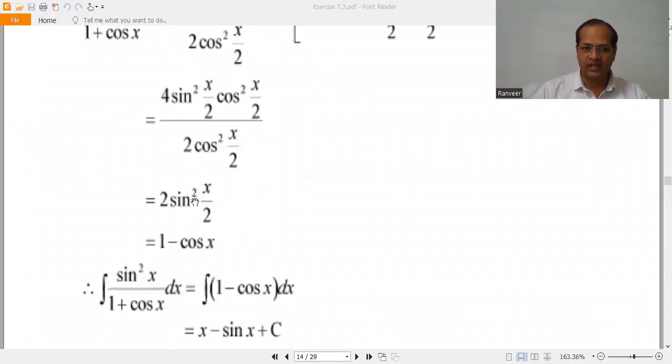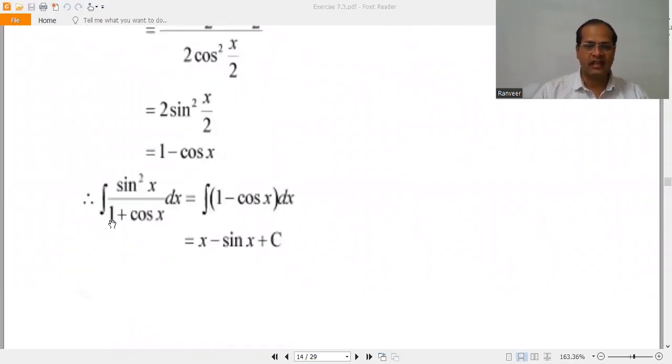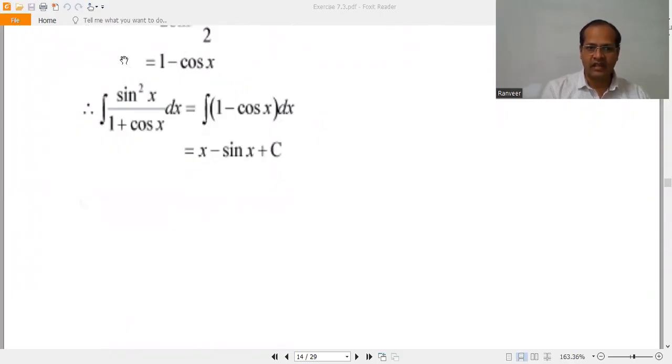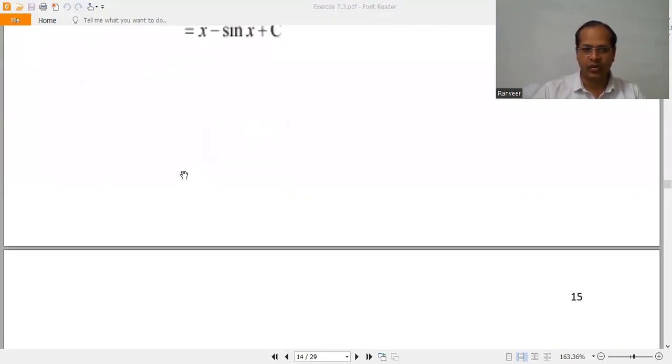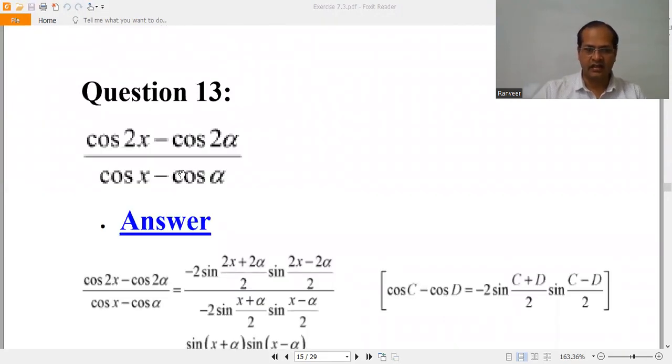So first transformation we did, and 2 sin square x by 2 is nothing but 1 minus cos x. The integral of 1 minus cos x is x minus sin x. So the most important thing in trigonometric integration, you have to convert first into the basic format, and at the end, it is very easy. After that, you can do the integration. So the most important thing is transformation, that I told you in the initial before starting the chapter.